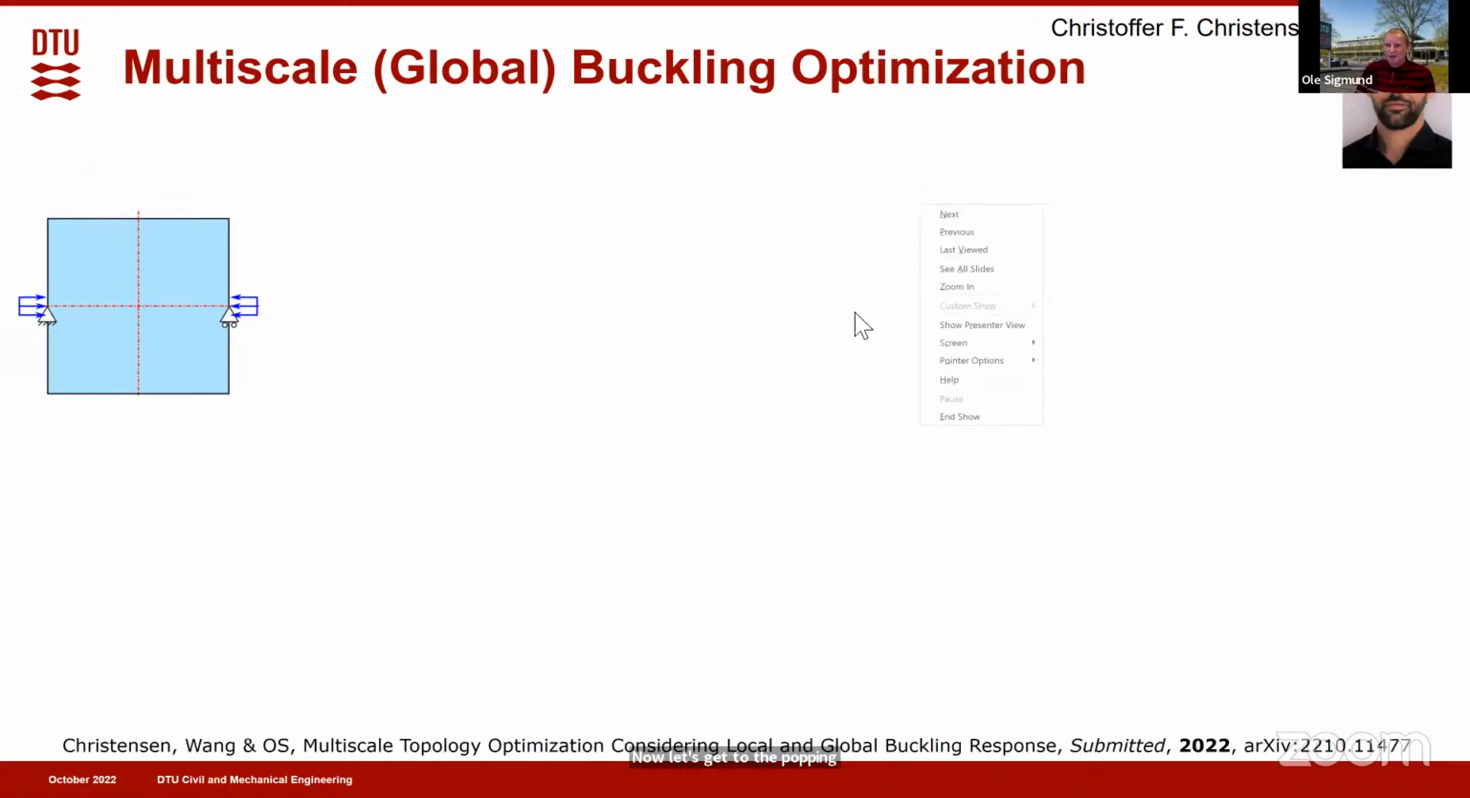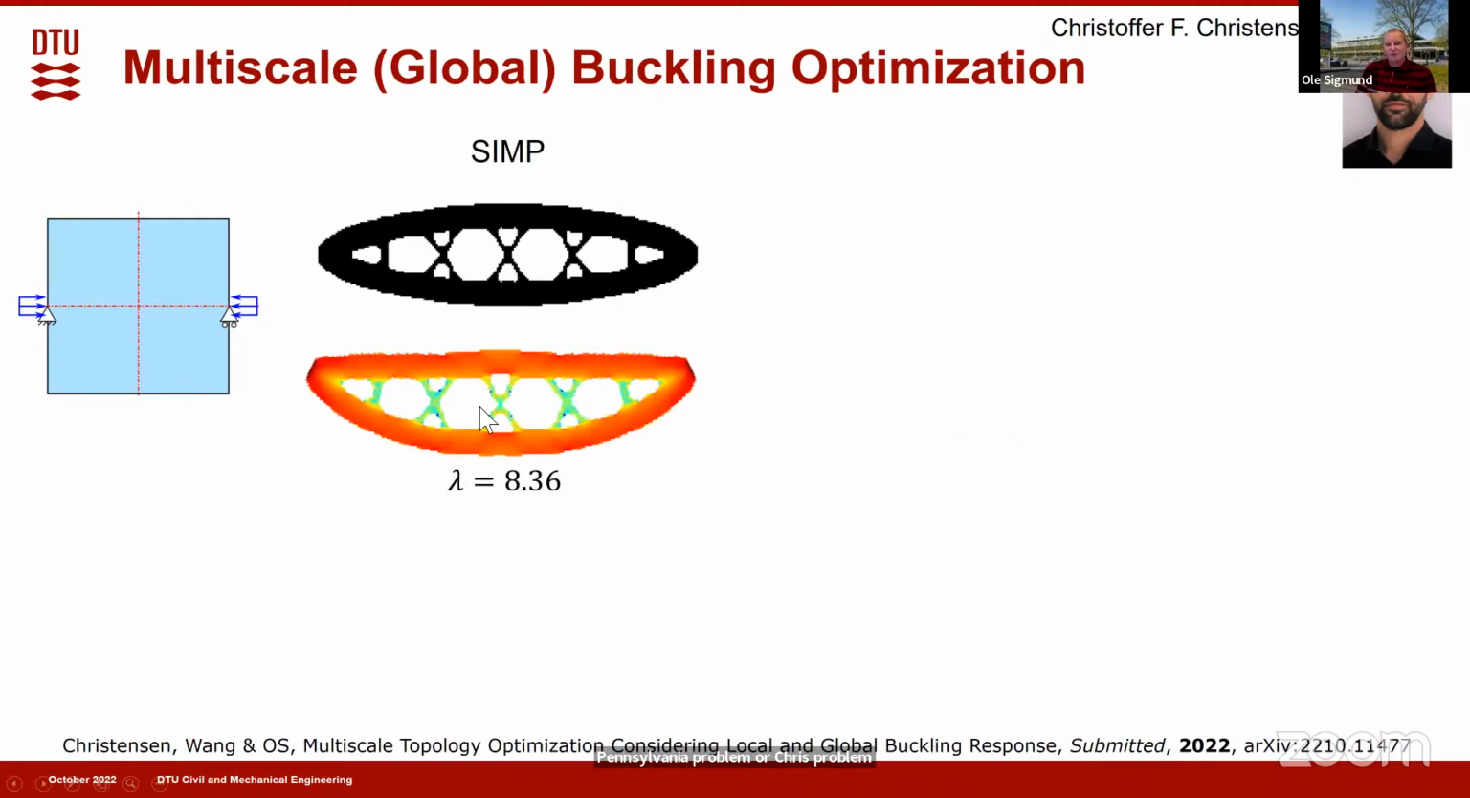And this is work by Christopher Christensen. So we started by looking at the simple compressed cantilever problem or compressed column problem. And we first, as a reference, optimized this using the standard SIMP approach, and we get this reinforced column structure that has a certain eigenvalue 8.36.